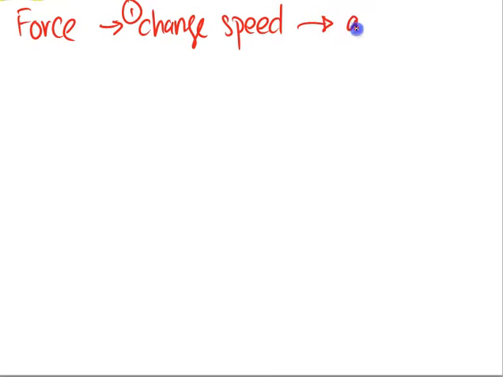Because forces can produce this thing called acceleration. And now you know why force has such a close link with kinematics. Because forces can change speed and affect acceleration. This is why we always link forces with kinematics. This is a very common question that always comes out.